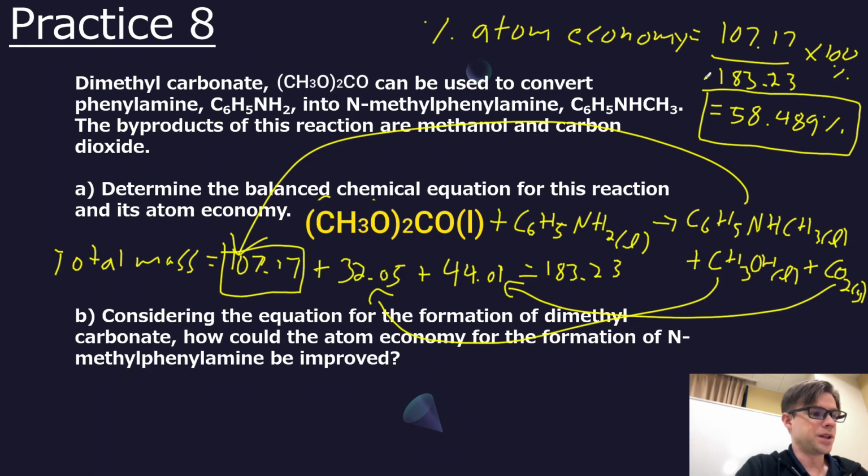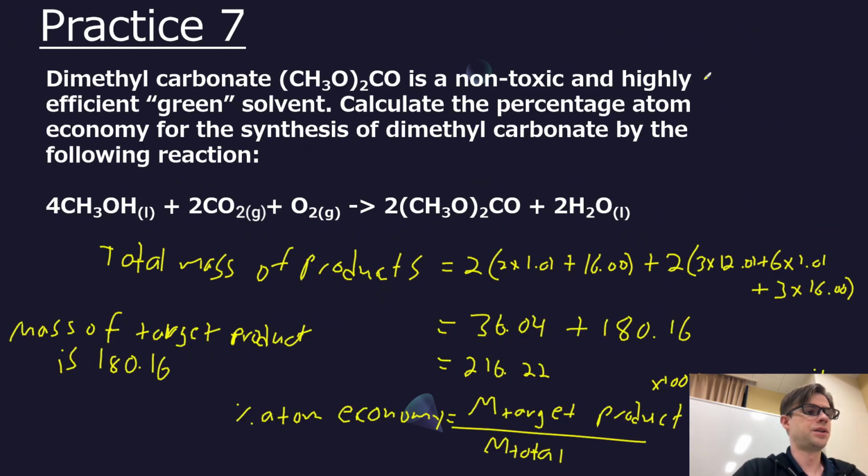But let's do part B. Considering the equation for the formation of dimethyl carbonate, how could the atom economy for the formation of N-methylphenylamine be improved? So the formation of dimethyl carbonate, I will remind you, was on the previous slide. It is here, right? Methanol plus CO2 and oxygen goes to dimethyl carbonate and water.